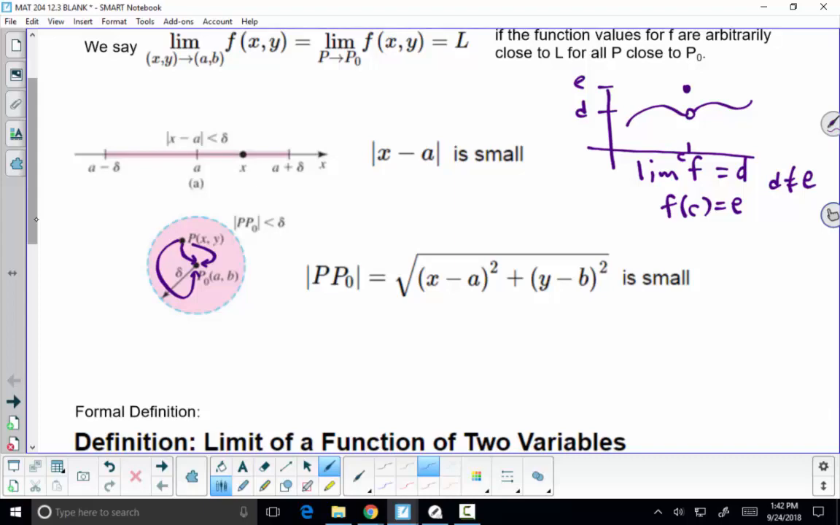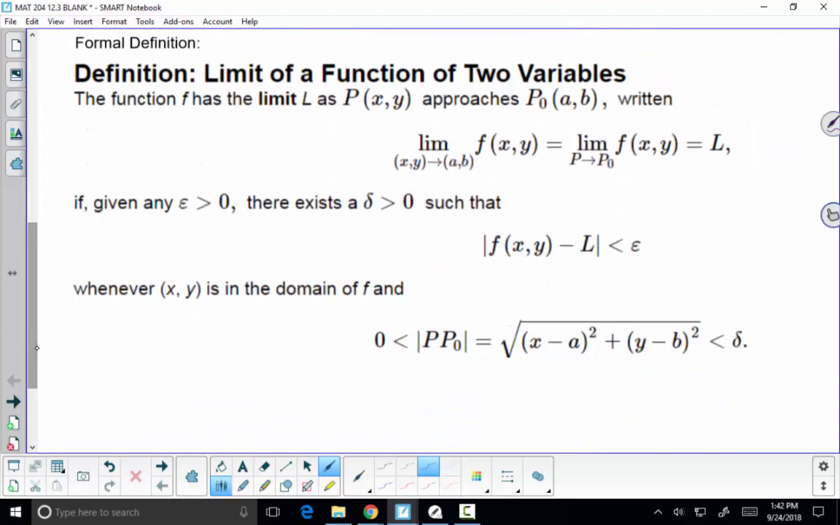So the idea in 2 dimensions is that no matter how close we let the function values get to L, this is a point on the surface, as long as we're within epsilon, we're going to be able to build this delta disk around P naught. As we get closer and closer to the L value with our function values, the disk is shrinking down. And if at some point there's a gap, there's going to be no delta that builds a disk.